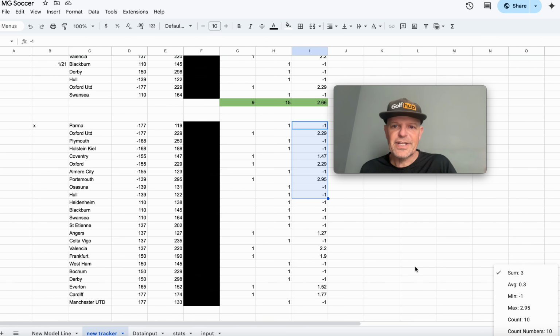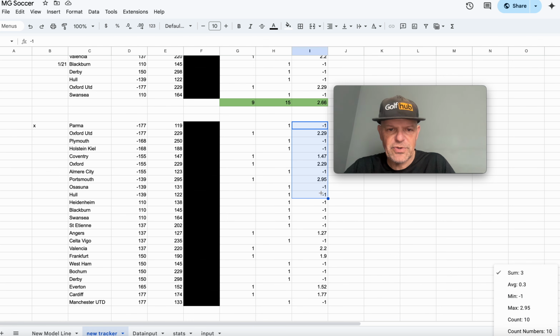You say, well, that's only a little bit better than the previous model. It's actually way better because of ROI. We only invested 10 units, these 10 matches, to make 3 units profit. So that is an ROI of 30%. 3 divided by 10, that's 30% ROI, which is way higher.